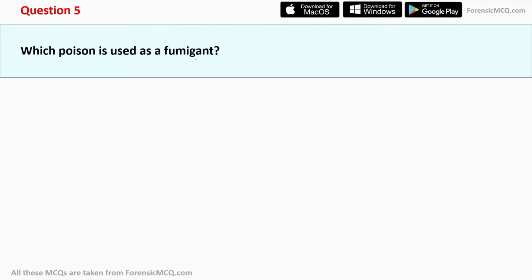Now, let's move to question number 5. Which poison is used as fumigants? So, fumigants are the substances that cause fumigation. Fumigation is a type of pest control or removal of microorganisms in which the area is completely filled with gas. So, the pests or the microorganisms are killed using fumigants, and fumigation is similar to using mosquito repellent coils.